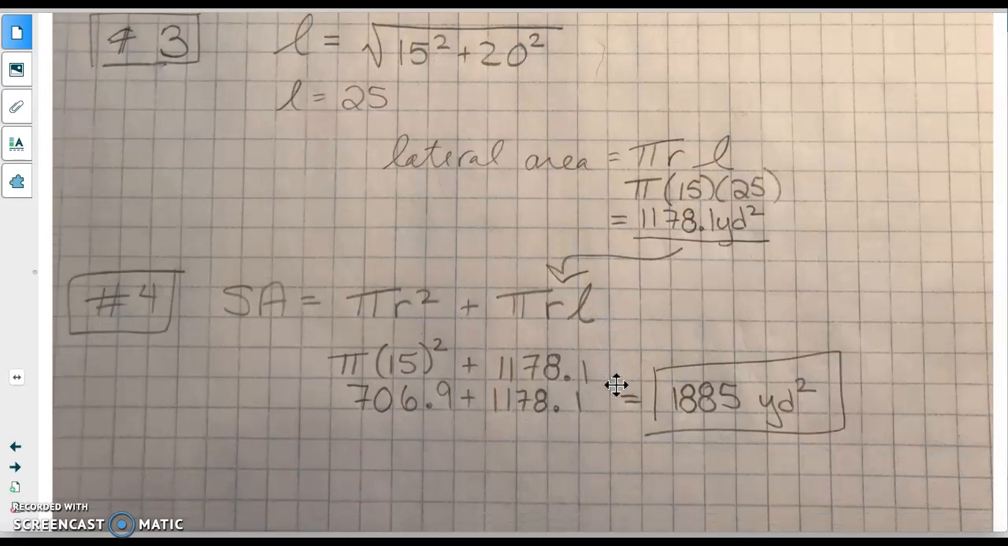And then that last question asks you to put it all together and find the total surface area of the cone. So you also had to include the base here plus the lateral area that we found above. Remember that the area of the base is just the area of the circle, so it's pi times the radius squared plus that lateral area. When I add them all up, I get that it's equal to 1,885 yards squared. So there's a bunch of questions for you to try in your textbook. If you have any questions, please let me know.